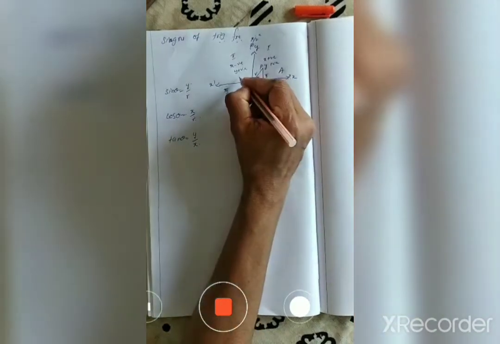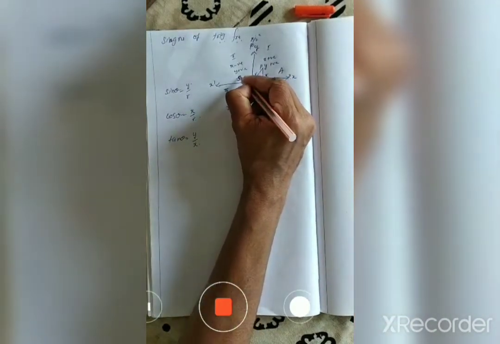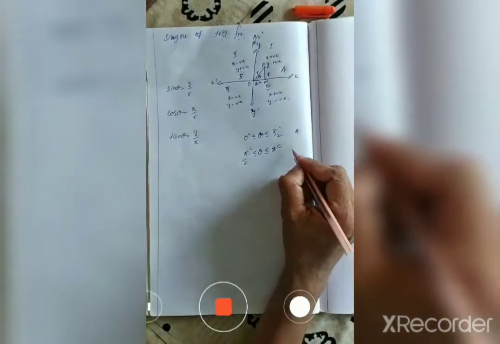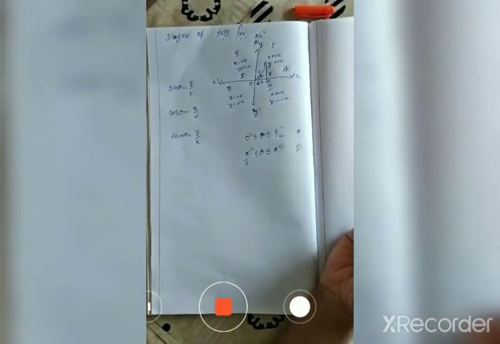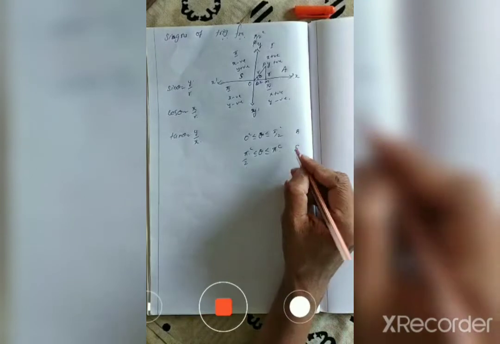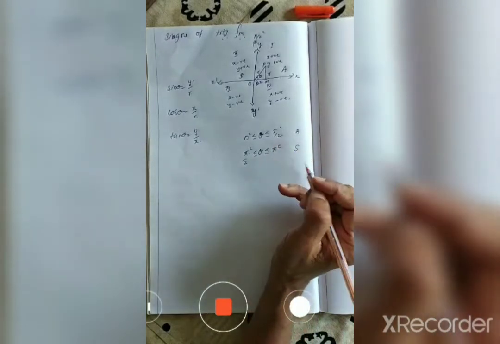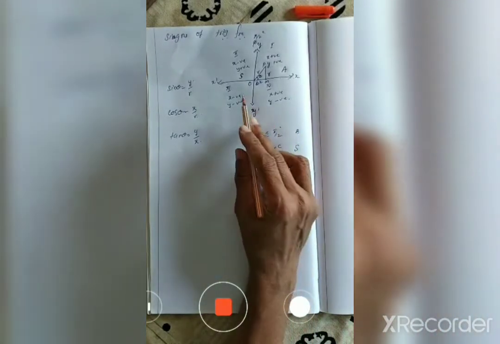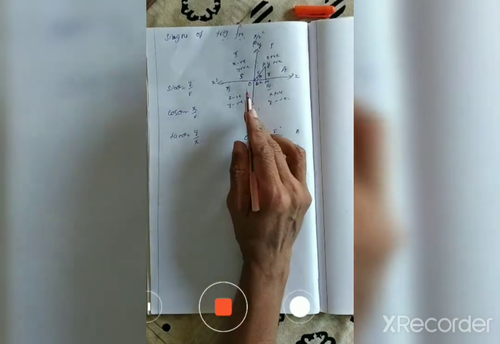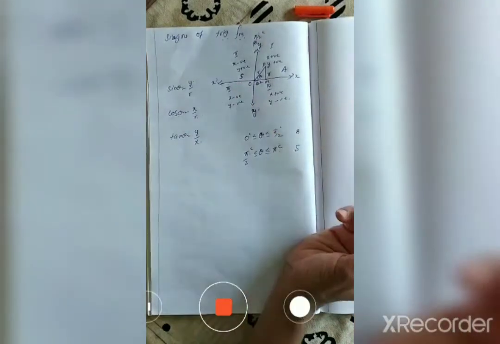So here only sine, sine and its reciprocal function cosecant, are positive, rest all negative.